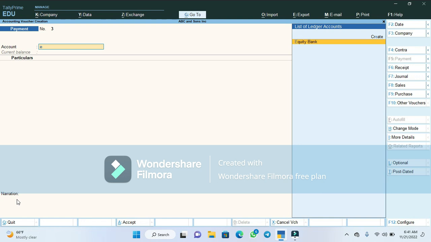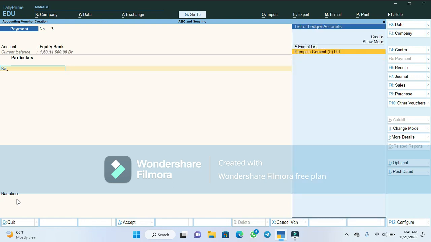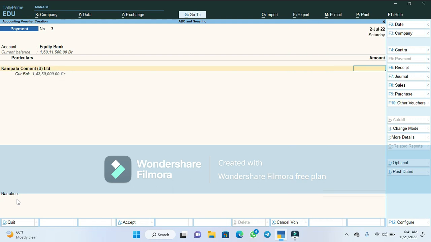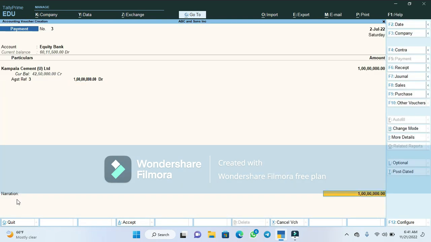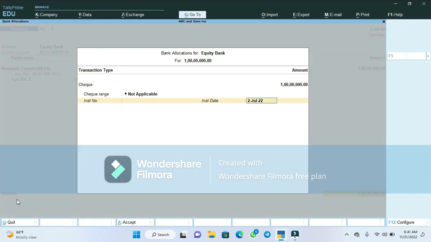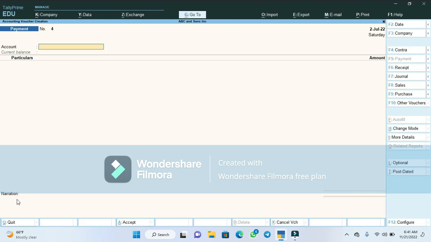So let's also make a payment to Kampala Cement. Sorry, we are making a payment from Equity Bank and we're paying Kampala Cement Uganda Limited to a tune of again 10 million Ugandan shillings. Enter, against that reference. Enter, enter, enter the check details. Enter, and then you say yes. But remember, I haven't put there the narrations.